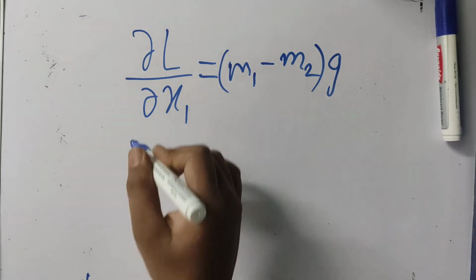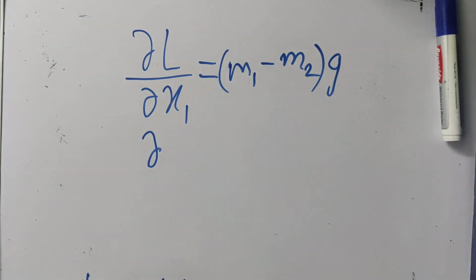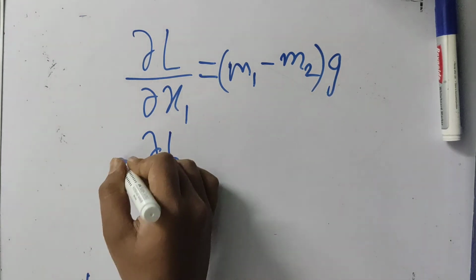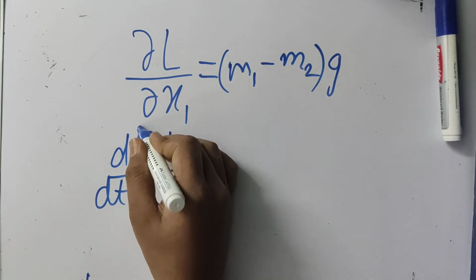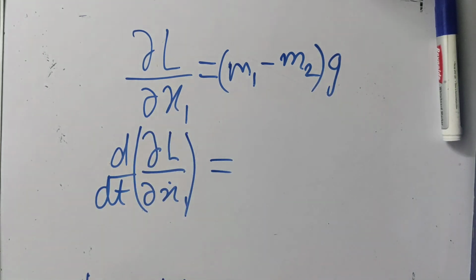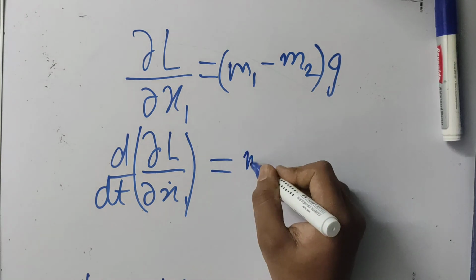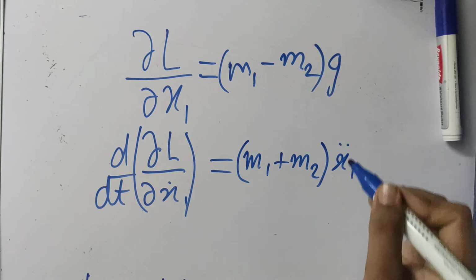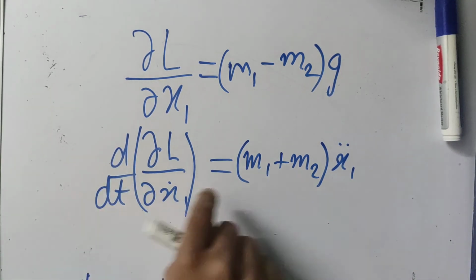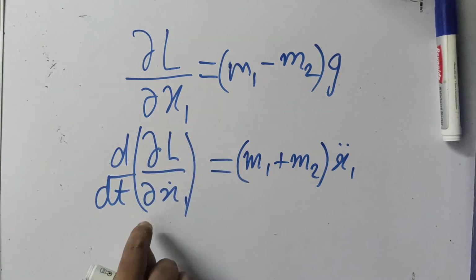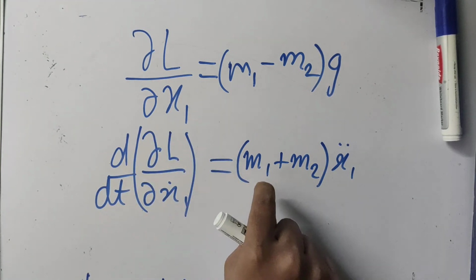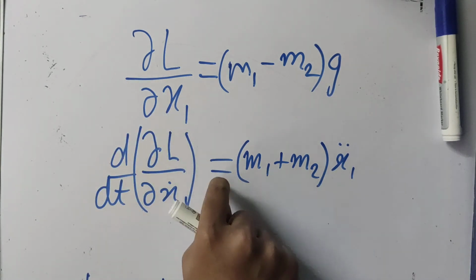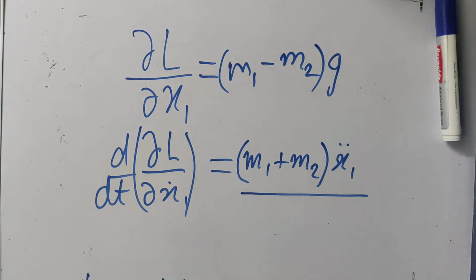And the next piece is partial of L with respect to x1 dot, and derivative of that. What's this? This is also simple. Summation of masses times x1 double dot. Because there is a d by dt, I directly wrote this. Partial of L with respect to x1 dot is (m1 plus m2) x1 dot, and derivative of that with respect to time, that is this quantity. This is the piece you get.